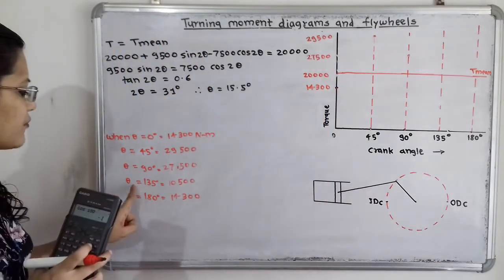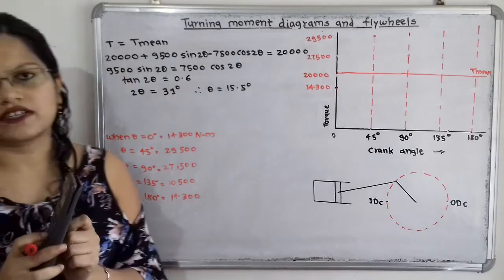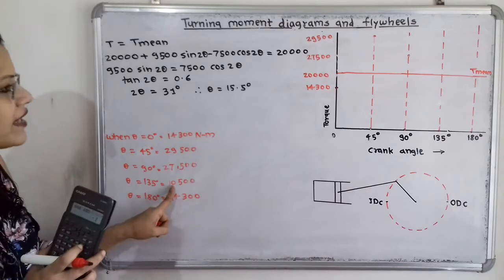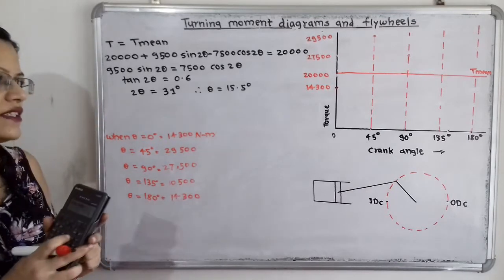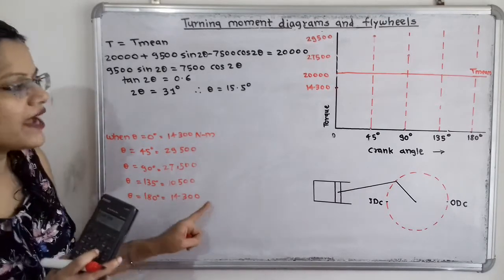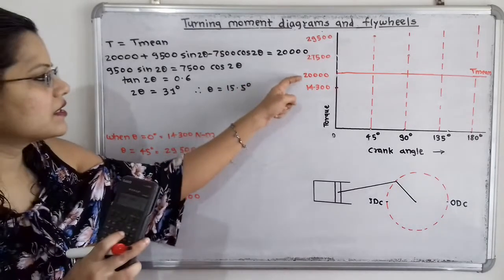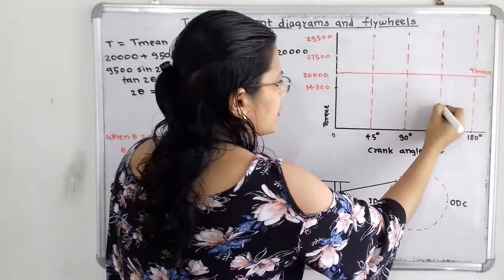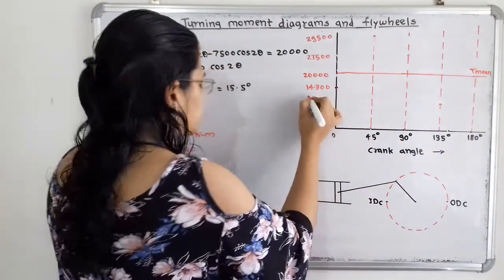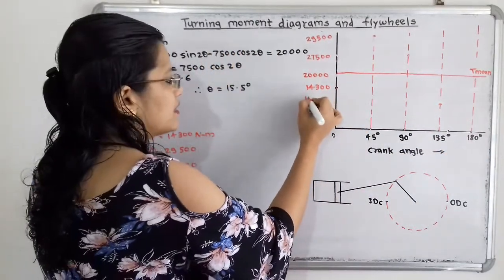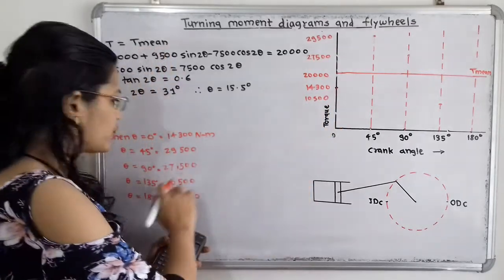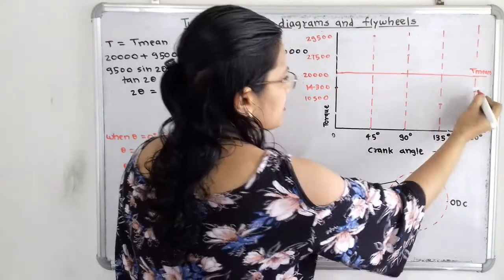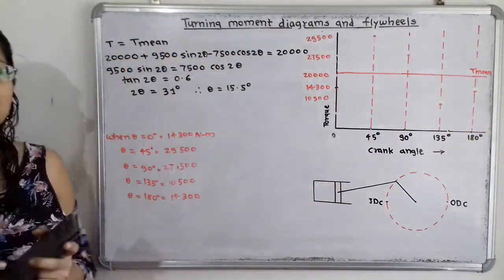Now in the same way we have to take theta equal to 135 degrees and theta equal to 180 degrees. When theta is equal to 135, the value is 10,500. So this 10,500 is below the mean torque, so I will take randomly one point here, and that value is 10,500. And again for 180 degrees the value is 14,300, so for 180 degrees I will select one point here.